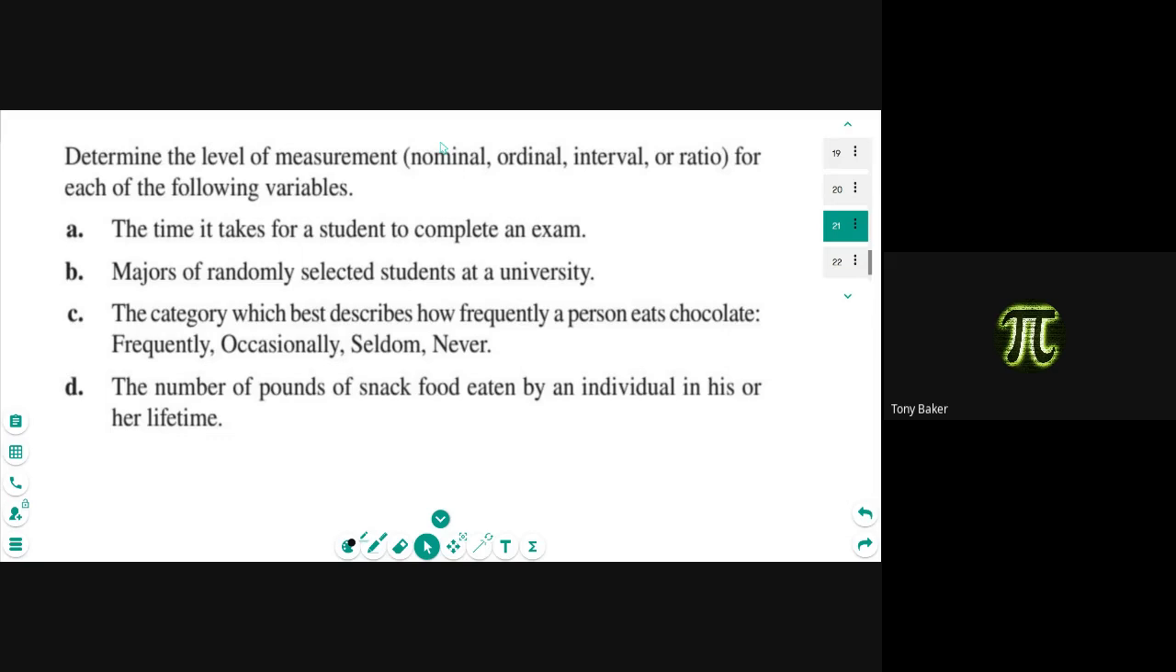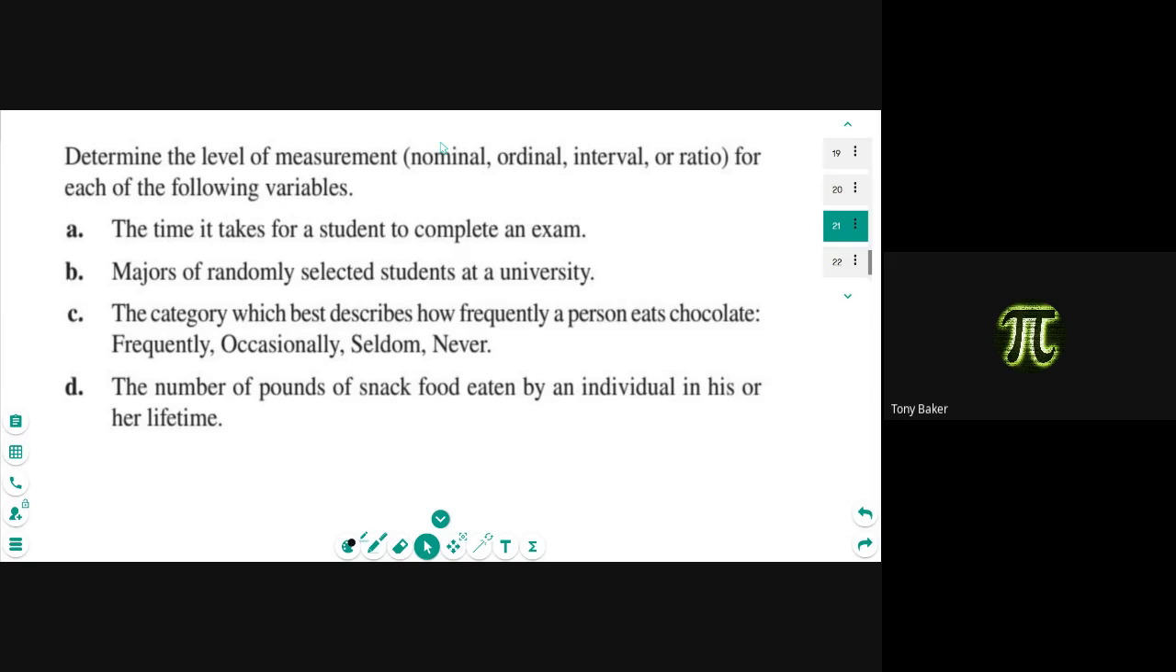All right. The time it takes for a student to complete an exam. The interval. Why? Because it's numeric, but it's not like you can feasibly have a zero. I mean, you technically could, but you wouldn't, then they wouldn't have taken the exam, period.